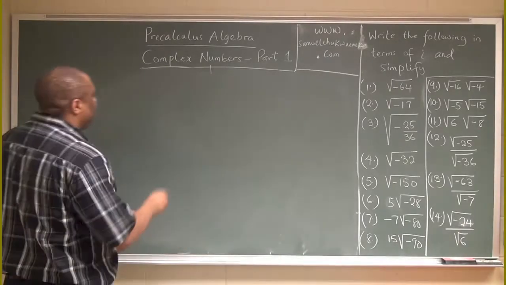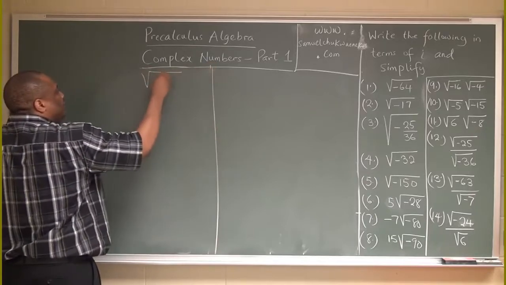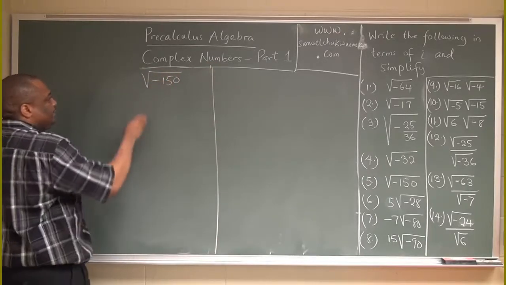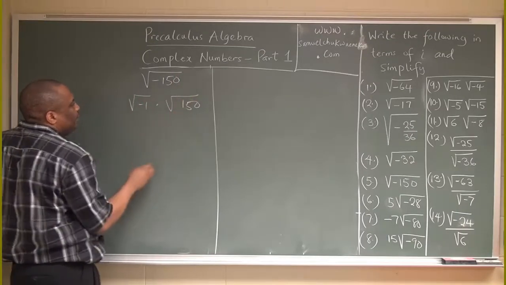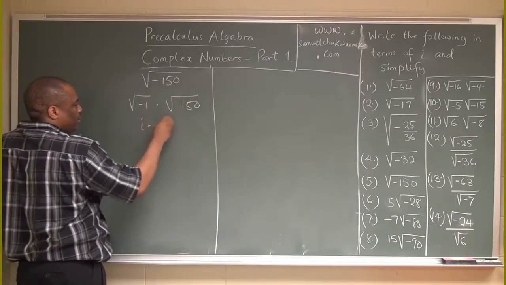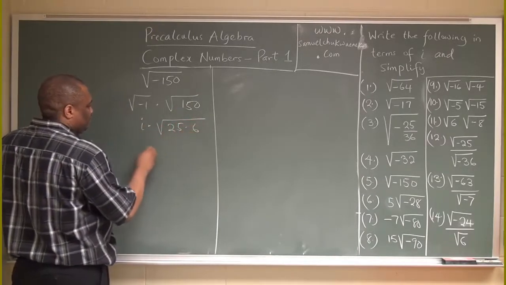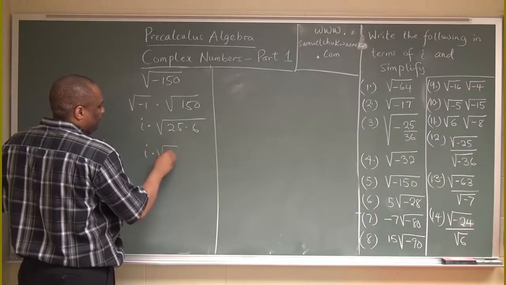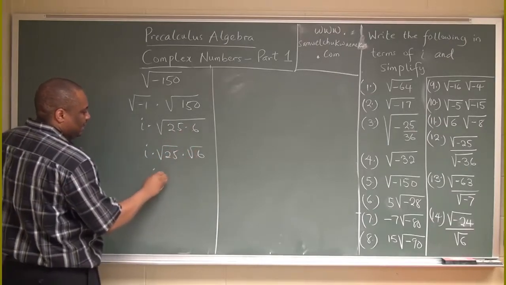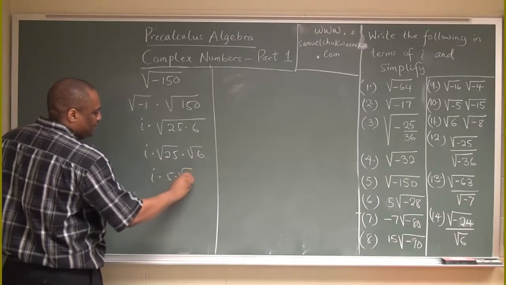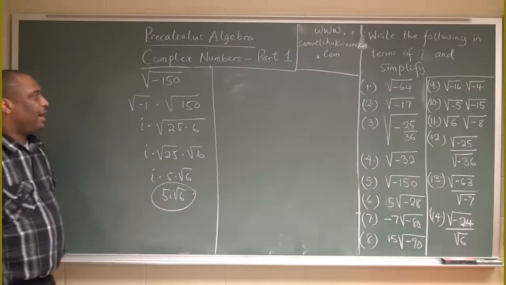Square root of negative 150. This means square root of negative 1 times square root of 150. So this is i times square root of 25 and 6, which is i times square root of 25 times square root of 6, which is i times 5 times square root of 6, which is 5i square root of 6.